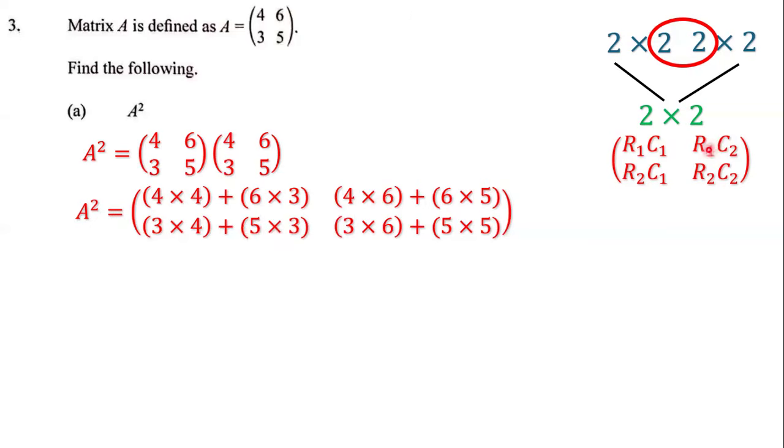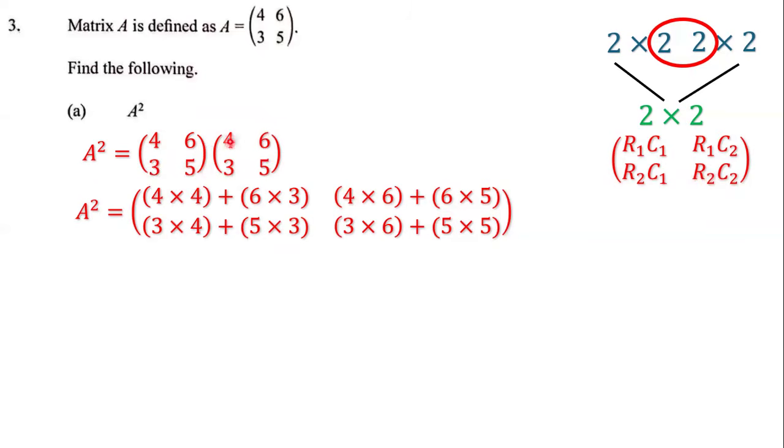Okay. Now we're going to go to row 1, column 2. So we have 4 times 6 here, and then we have 6 times 5 right here. Then we're going to go to row 2, column 2.